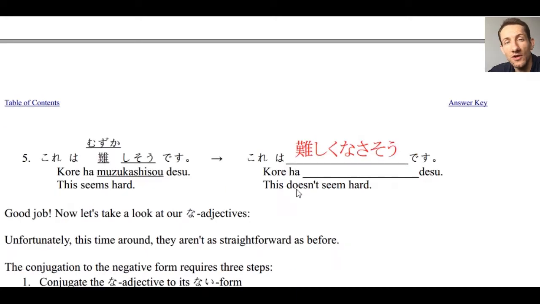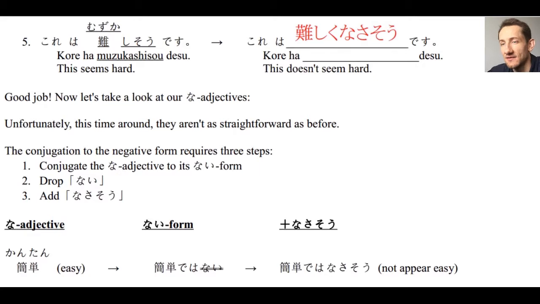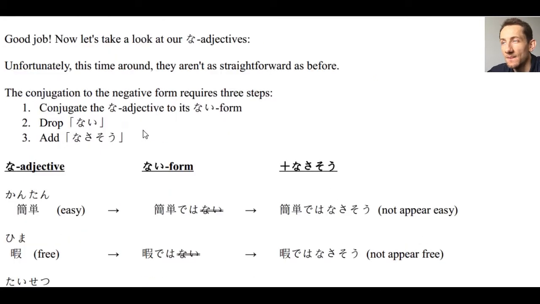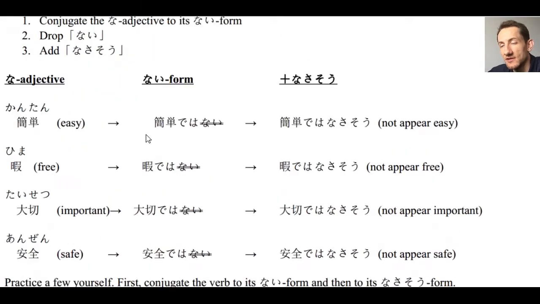So now that we are done with that, we can go on to our な adjectives. This time around, the な adjectives aren't as straightforward as they were with the affirmative sentences. Again, we have three steps to conjugate them to the negative form that we're using. We basically conjugate the な adjective to its nai form, drop nai, and just add なさそう. So very similar to what we just did. So we'll look at some examples.